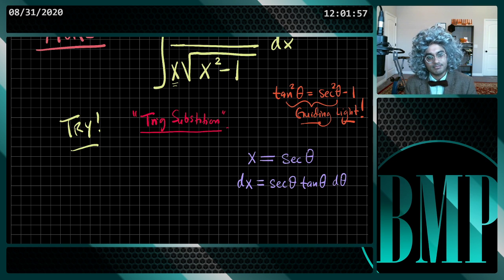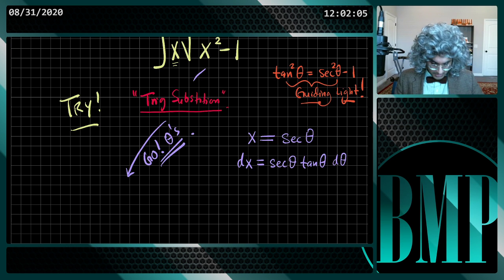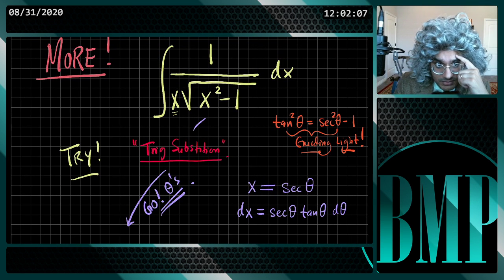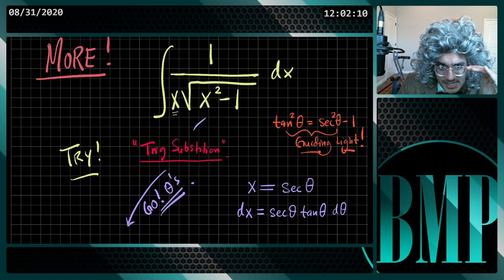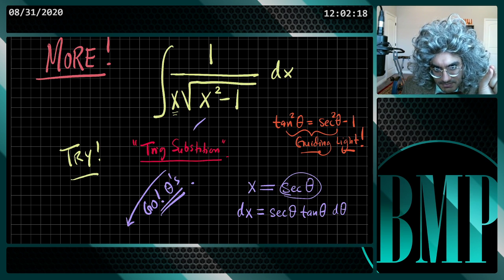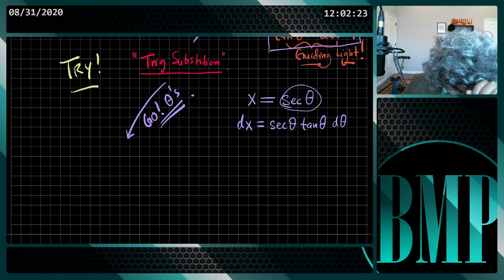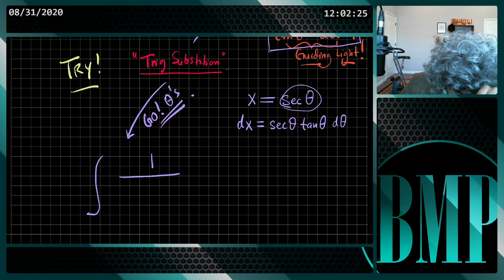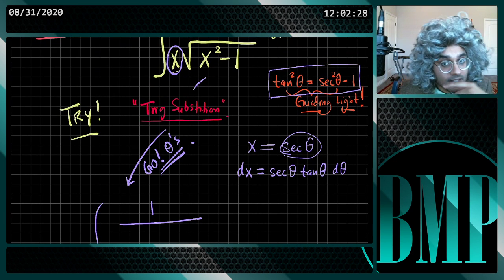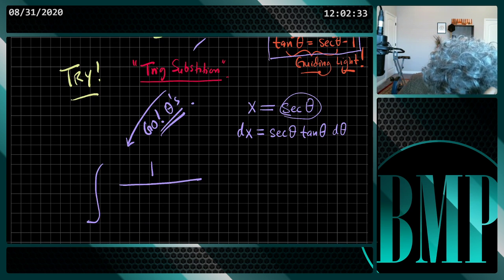Brilliant. Now substitute. Execute. Go into the world of thetas. So we've got the 1, the division sign, the integral sign, the same. Now x. X is this garbage. Just go and plug it in. And remember this formula: 1 over x, this little x which I snuck in last second, that's secant theta.